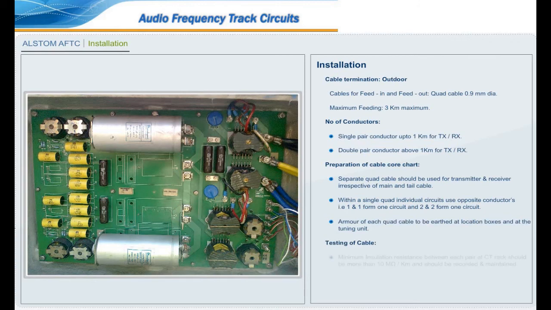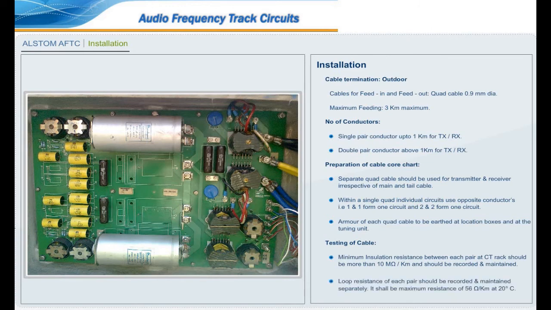Testing of cable. Minimum insulation resistance between each pair at CT rack should be more than 10 mega ohm per kilometer and should be recorded and maintained. Loop resistance of each pair should be recorded and maintained separately. It shall be maximum resistance of 56 ohm per kilometer at 20 degrees Celsius.